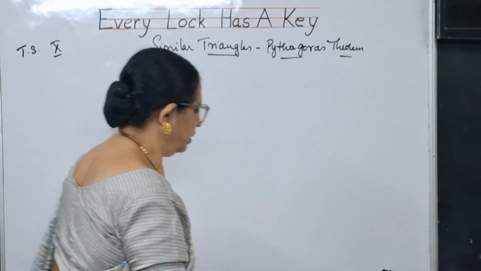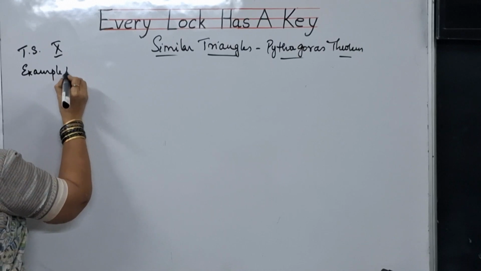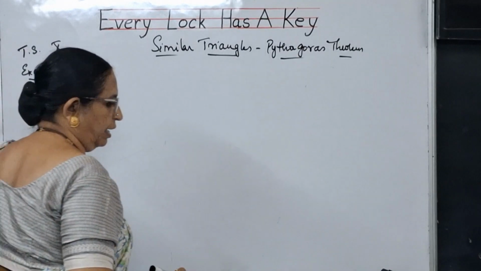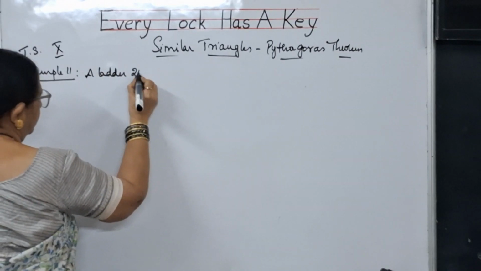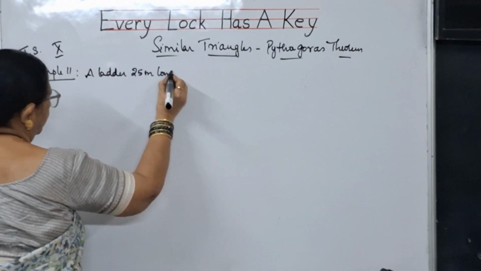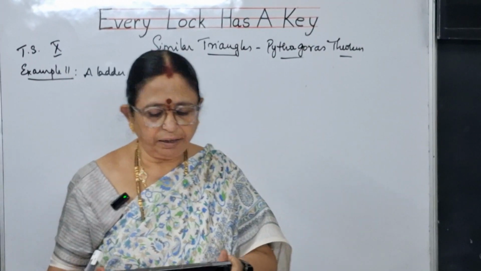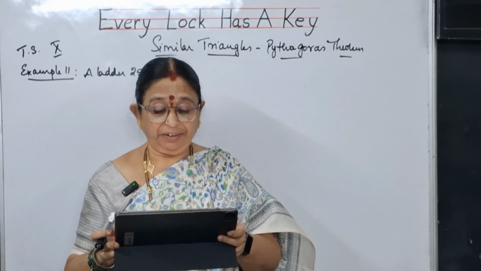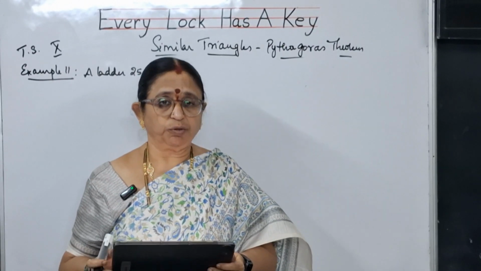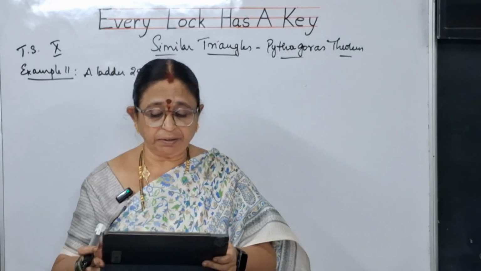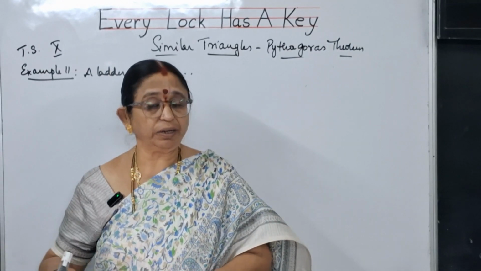Now we will see example 11. A ladder 25 meters long. It goes on like this. Let me read the problem. A ladder 25 meters long reaches a window of a building 20 meters above the ground. So the window of the building is 20 meters above the ground. Determine the distance from the foot of the ladder to the building.